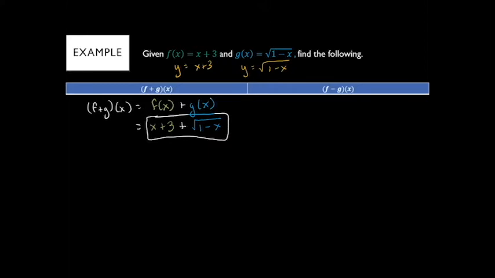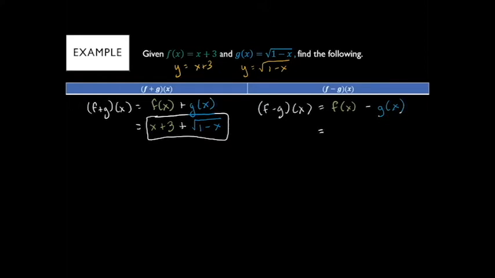So this works the same way on the right where you have subtraction. So the rule is if you see f minus g of x, this is telling you take your function f and subtract g of x. So if we color code again, I've got f in green and g in blue. Again, we're only touching the right side.